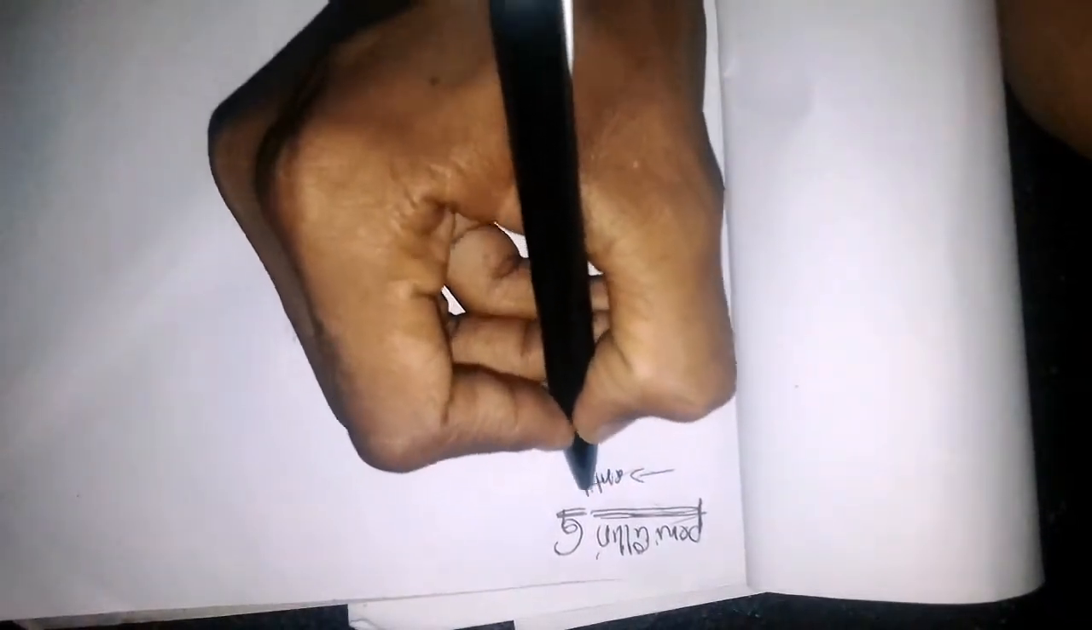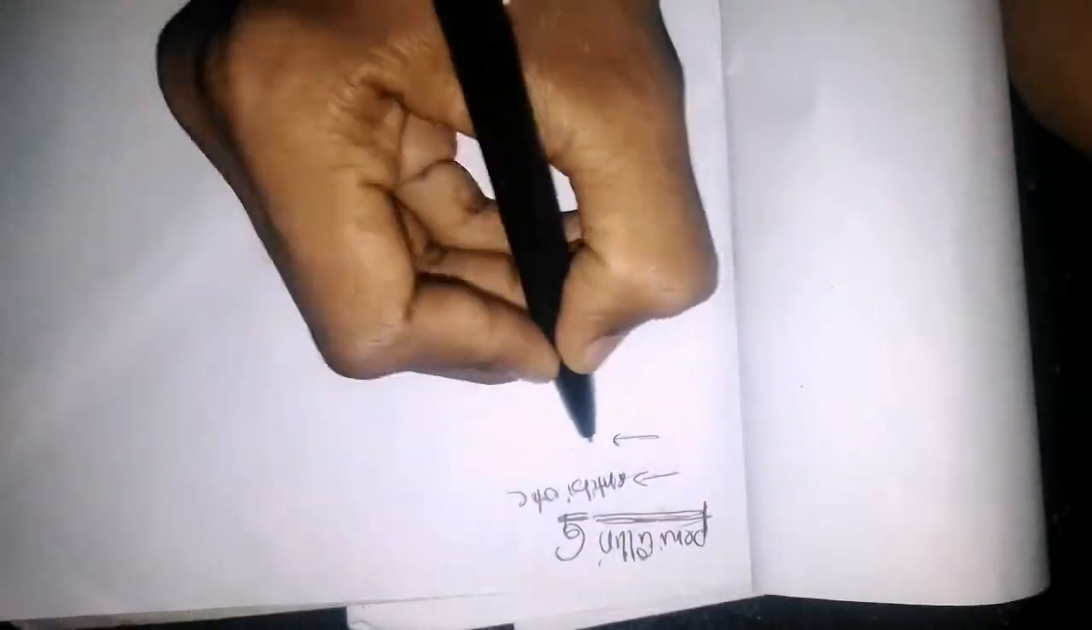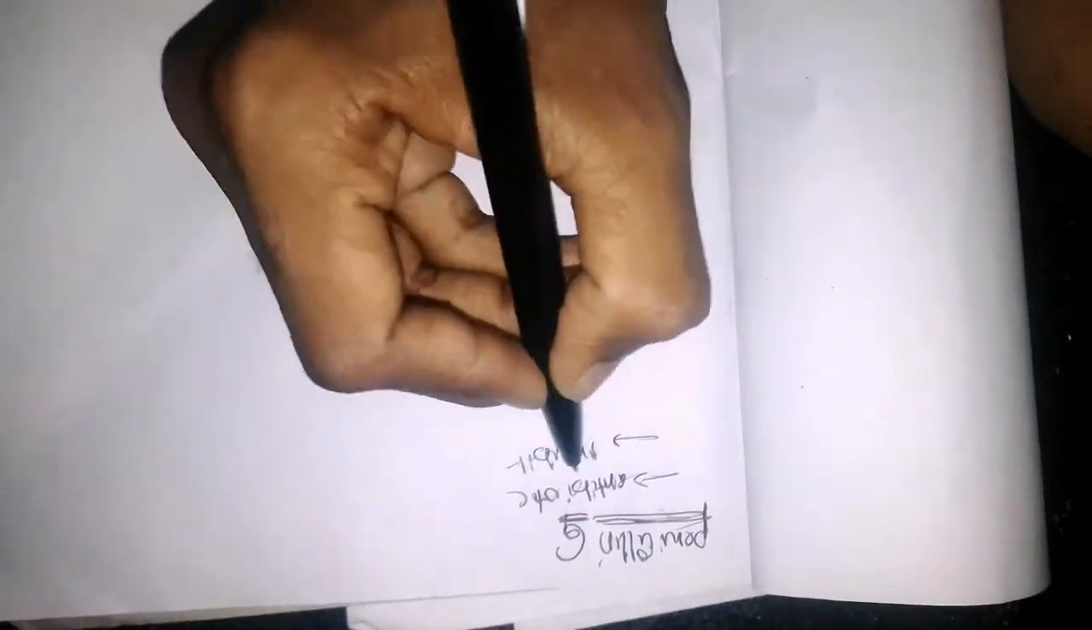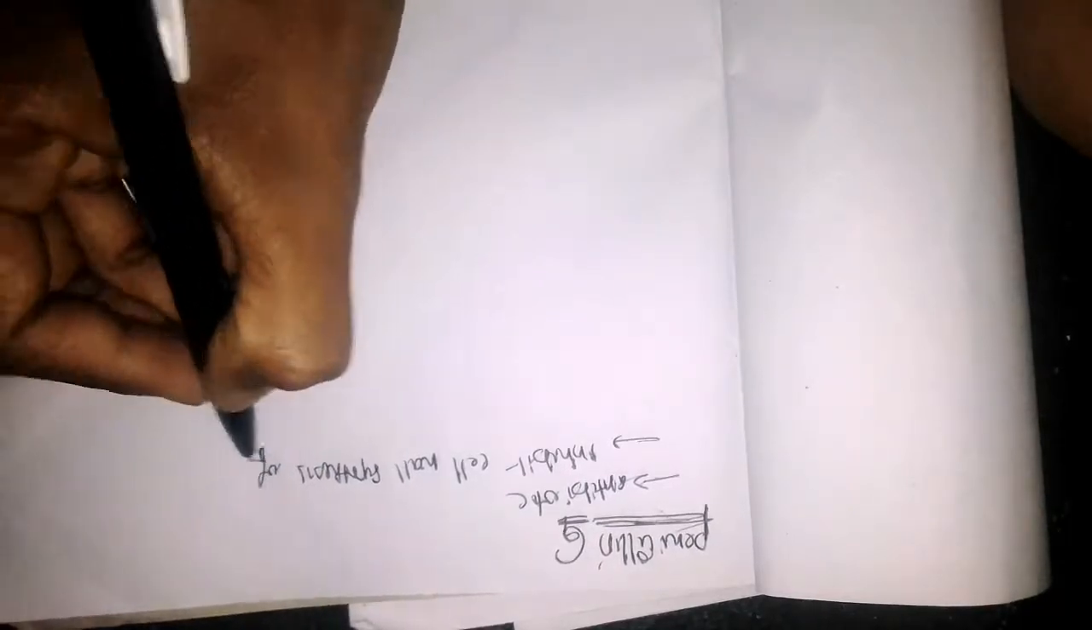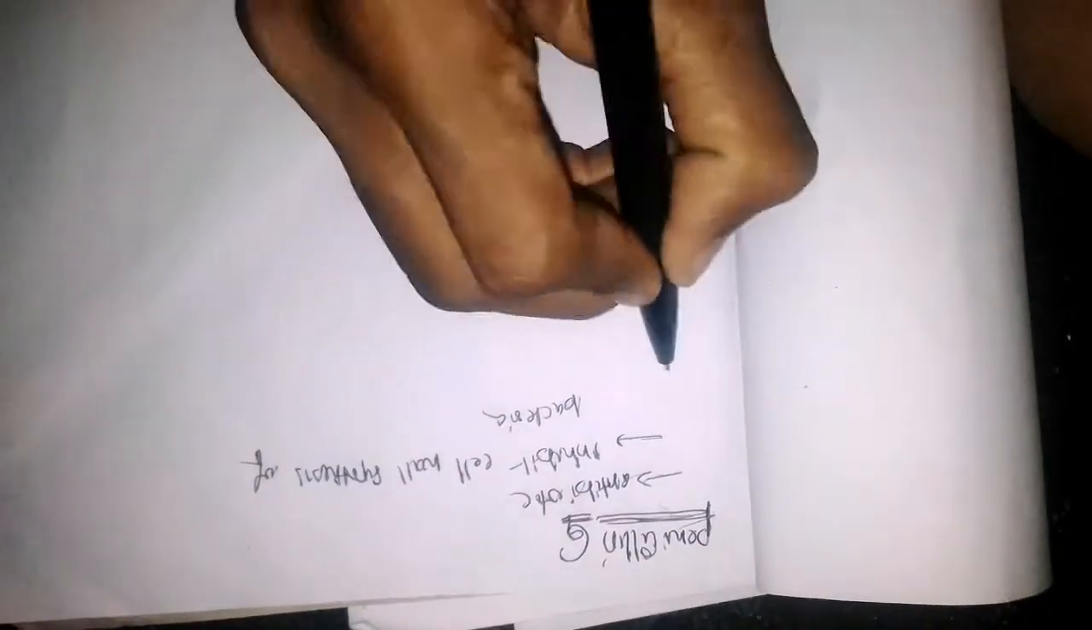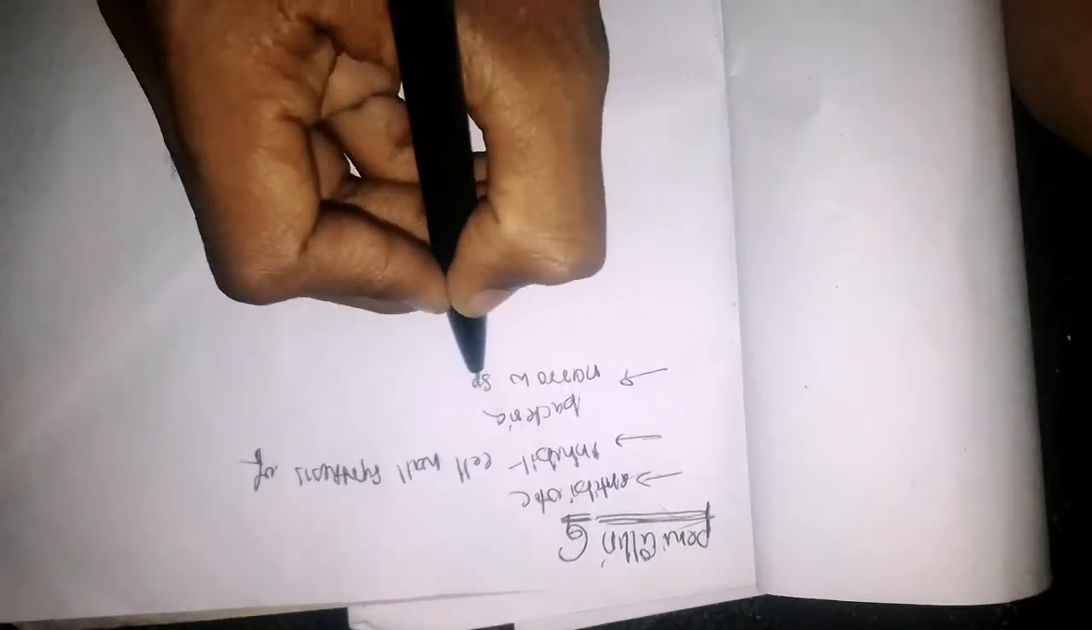Let us discuss penicillin G. Penicillin G is an antibiotic. It acts by inhibiting cell wall synthesis of bacteria. It is a narrow spectrum antibiotic.